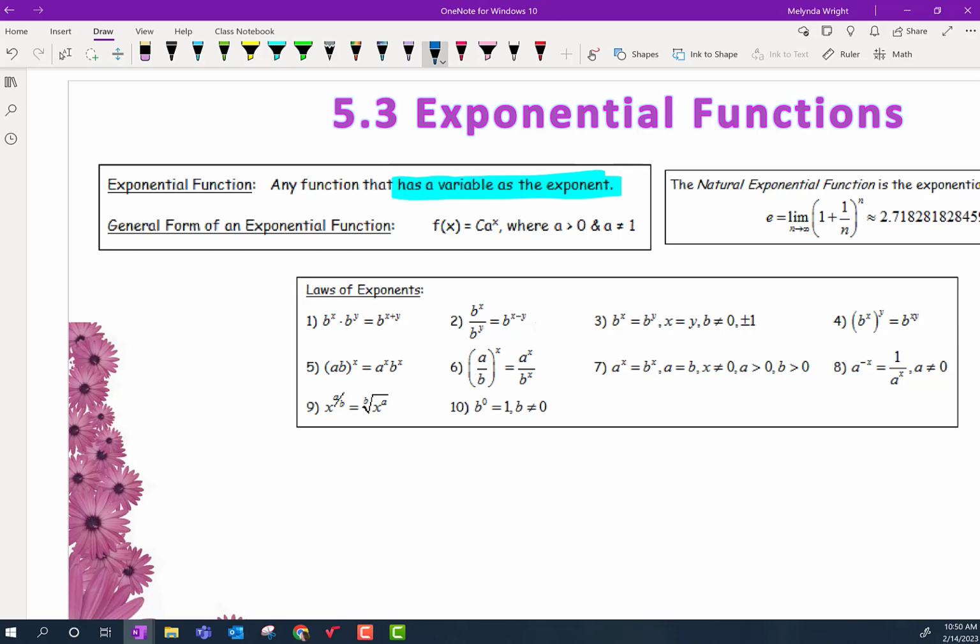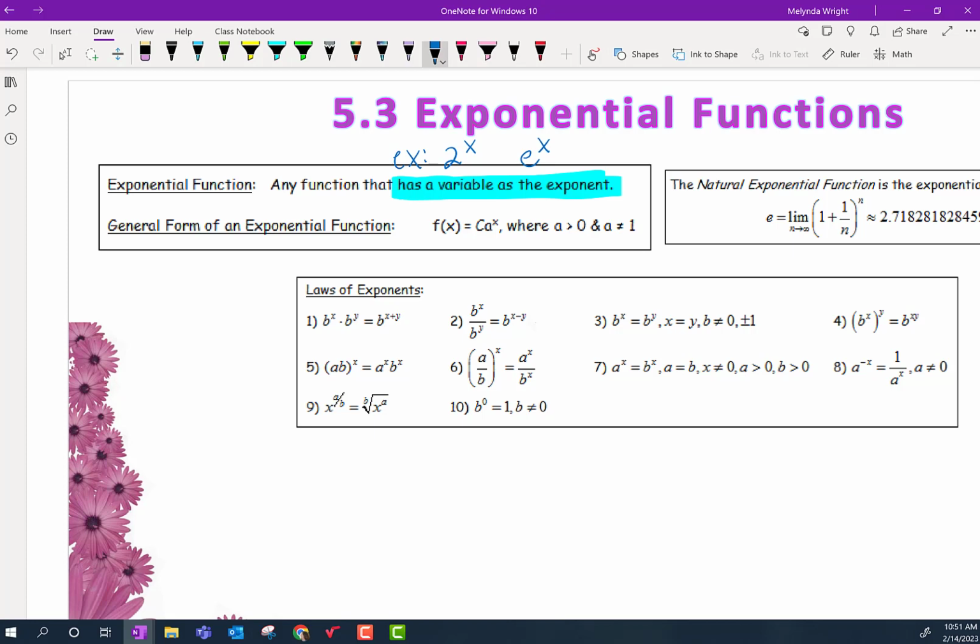So for example, 2 to the x, that's an exponential function. Also, let's say e to the x. Those are both exponential functions because the variable, the x, is in the exponent.